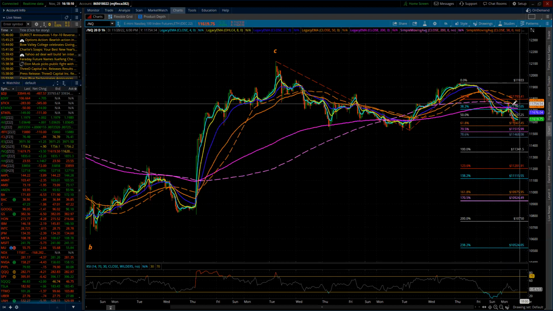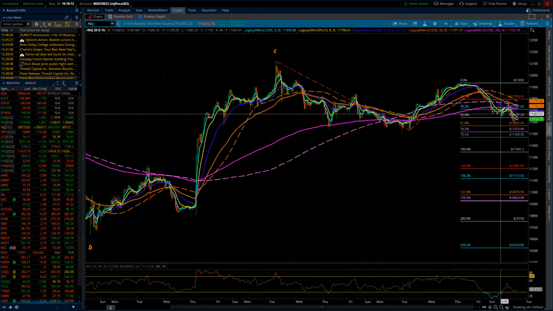There were some good trades today. It wasn't as easy, particularly here in the NASDAQ. The S&P might have been a little bit cleaner, but the NASDAQ just tore itself apart. Pushed and pulled and pushed and pulled and pushed and pulled.